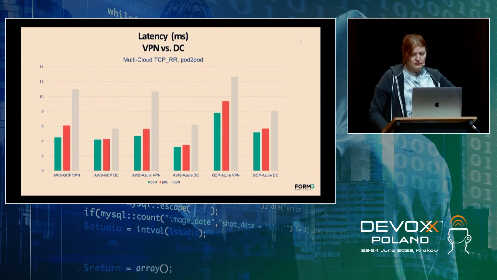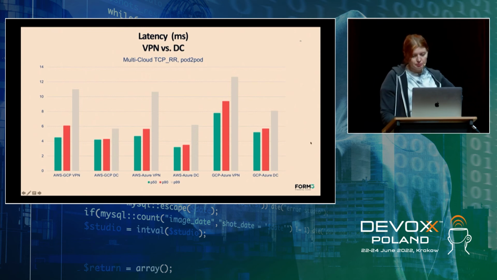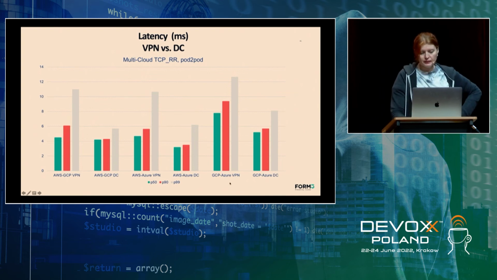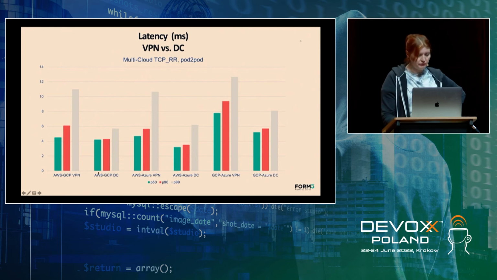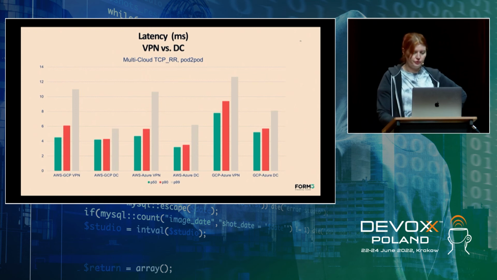For pod-to-pod connectivity, we see the difference between the pairs. GCP Azure seems like the slowest. However, those differences are not that big. VPN is still slower, obviously, than direct connectivity. But take a look, P50 or P90 are not that bad. It's those spikes at P99 which make VPN unusable for our use case.